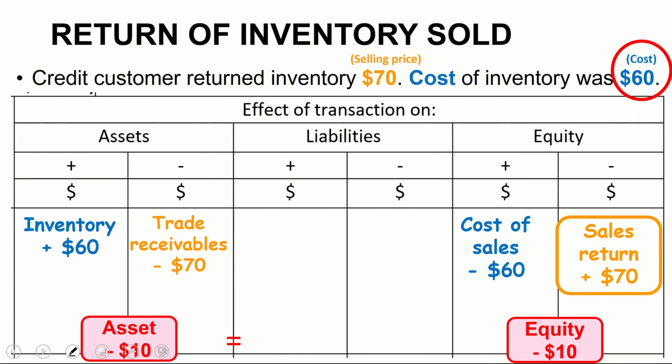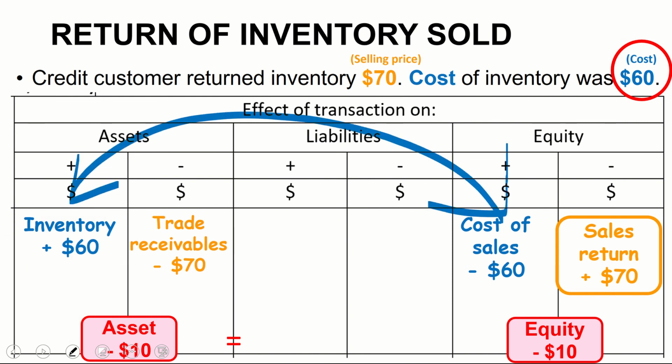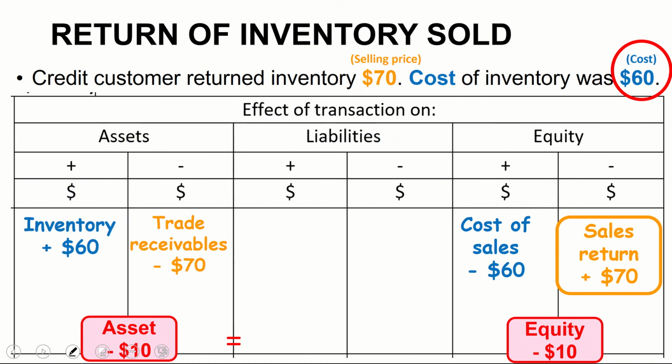I have to remind us again that inventory and cost of sales is a pair. Trade receivable and sales return is a pair. You cannot separate them. Okay, so what you're going to do is try the next activity on SLS.